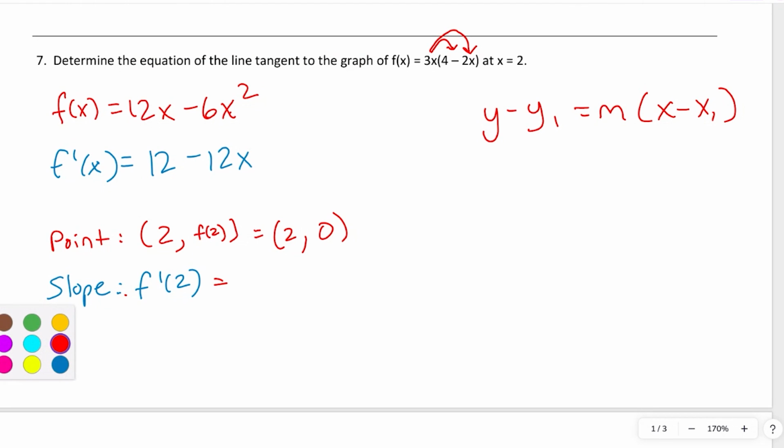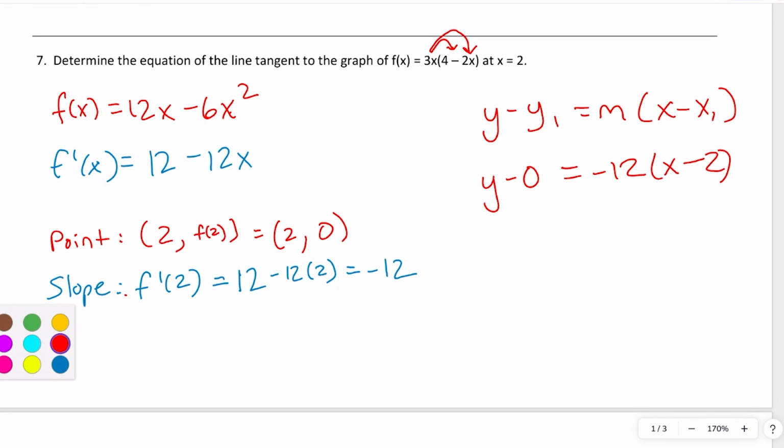I'm going to substitute in that 2 into my slope formula. So I get 12 minus 12 times 2, which is 12 minus 24. That's going to be negative 12. So now I can go ahead and write my equation in point slope form over here. y minus 0, I'll just write it here for now, but I'll probably erase that at the end, equals negative 12 times x minus 2.